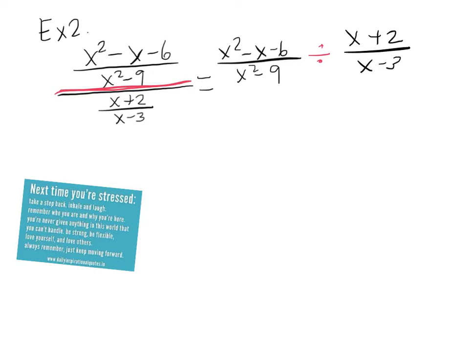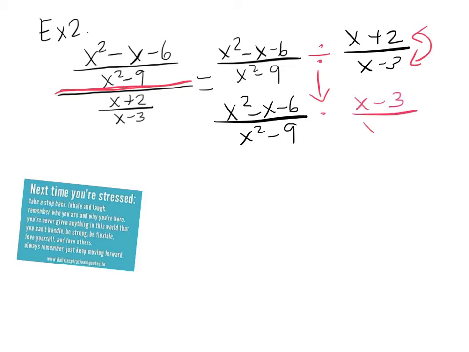Now this is a division problem, so I know the first thing I need to do is change division to multiplication, and then I need to flip these to the reciprocal, which will now be x minus 3 over x plus 2.